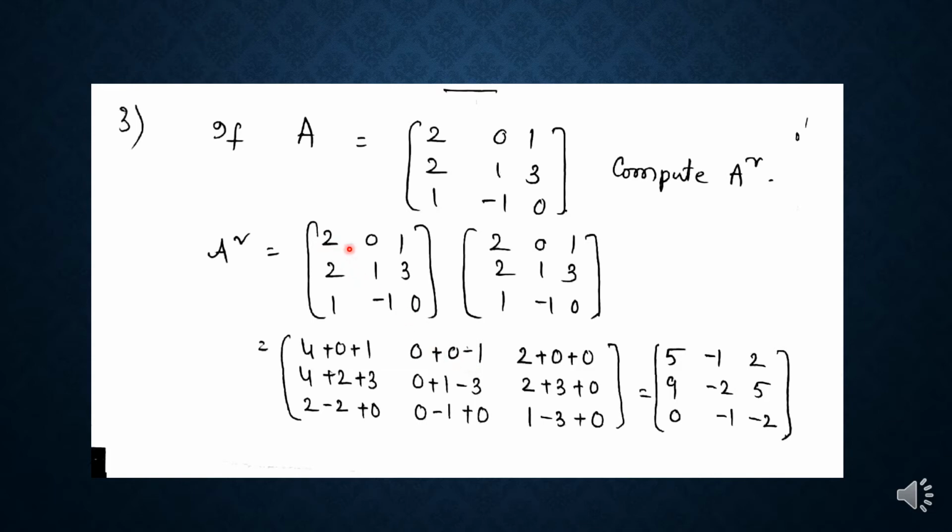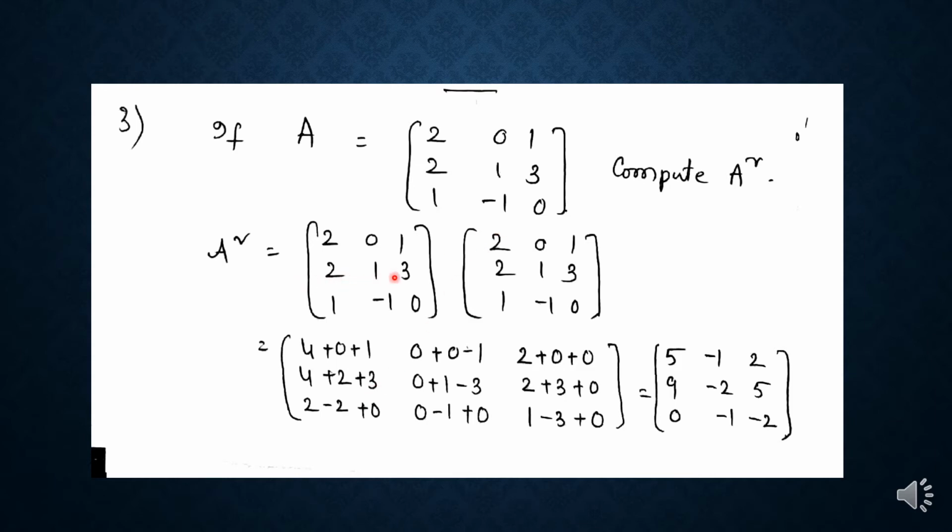Now take the first row into the third column. First row means 2 into 1 is 2, plus 0 into 3 is 0, plus 1 into 0 is 0. So the first row elements are completed. Now take the second row into the first column, the second row into the second column, and the second row into the third column. So the second row into the first column: 2 into 2 is 4, plus 1 into 2 is 2, plus 3 into 1 is 3.